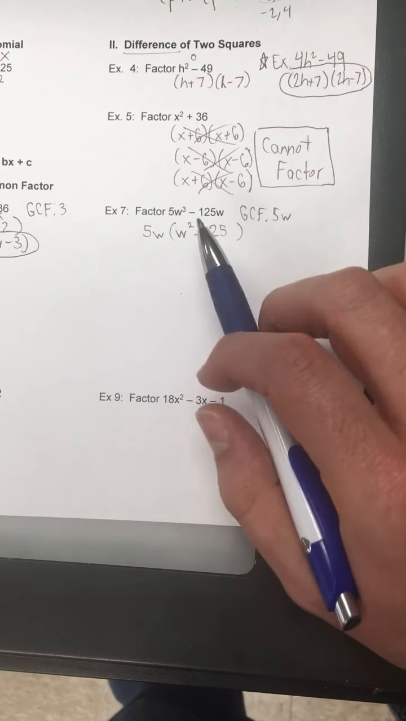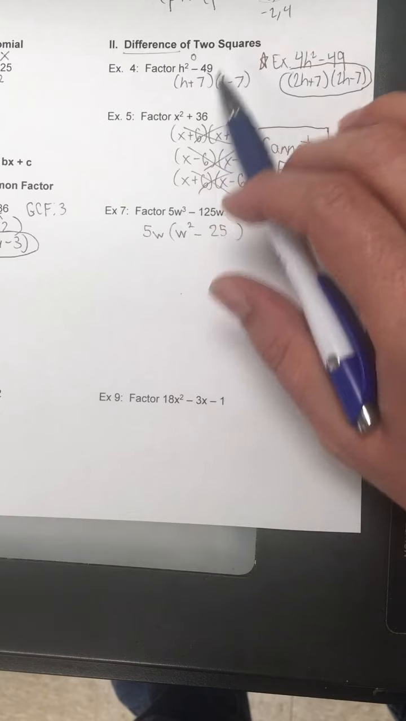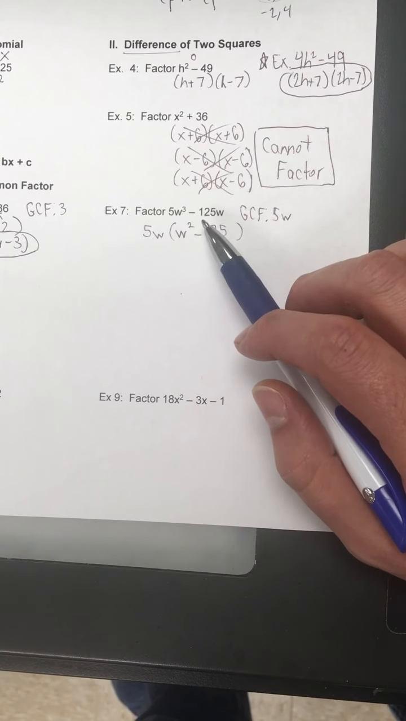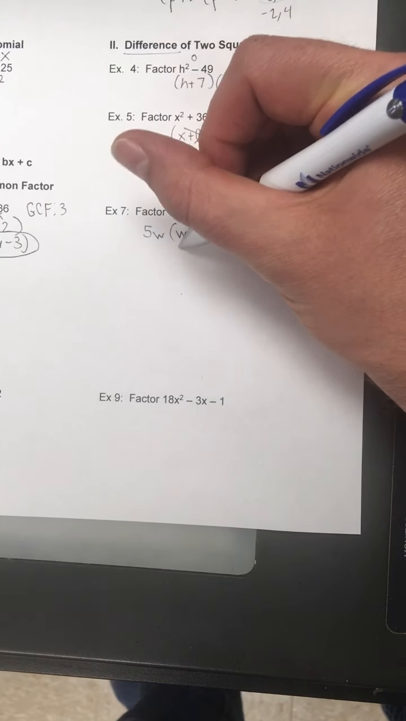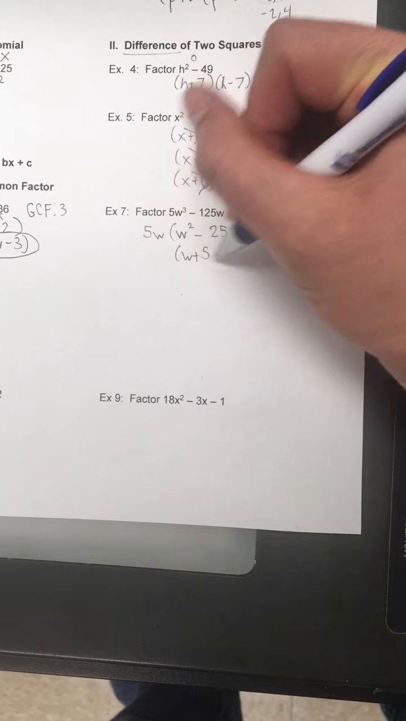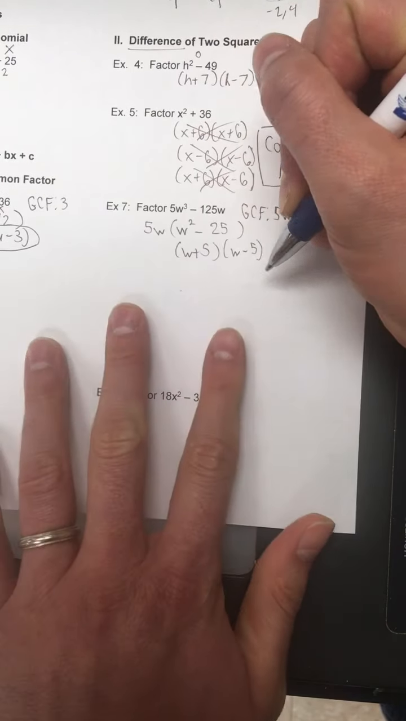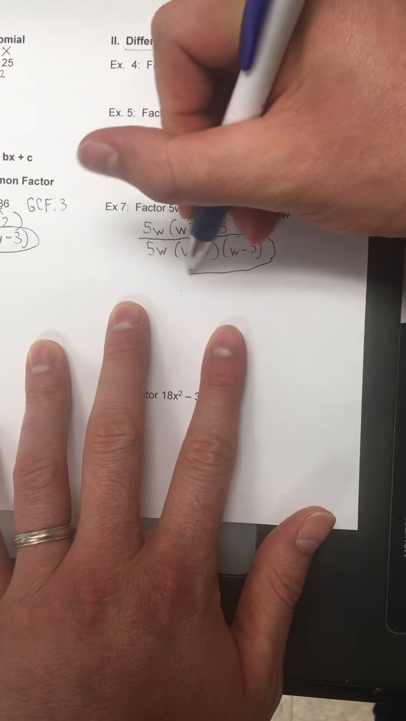Now, again, we're not done. I can factor w squared minus 25, just like these problems up here. Remember, the middle number is 0 if they don't have just a w or an x right here. So I need numbers that multiply to give me negative 25, add to give me 0. That's w plus 5, w minus 5. And then we're just going to bring down, don't forget to bring down that GCF. That's part of the answer.